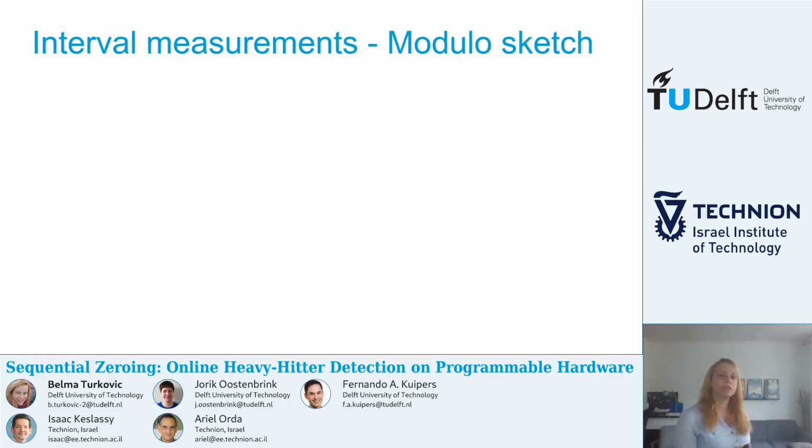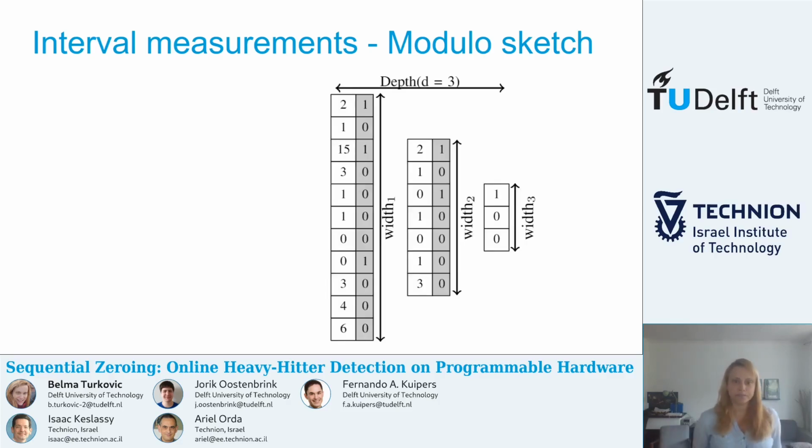So to address some of these issues, we first started by considering an easier version of the problem. So we wanted to see if we can improve the counting sketches in an interval-based measurement approach. So we first tried to optimize the counting sketches to be more suitable for programmable hardware. And to do so, we designed our own approach, which is the Modulo sketch.